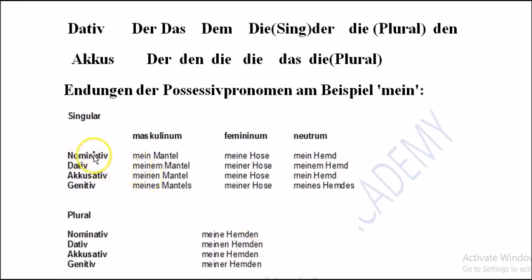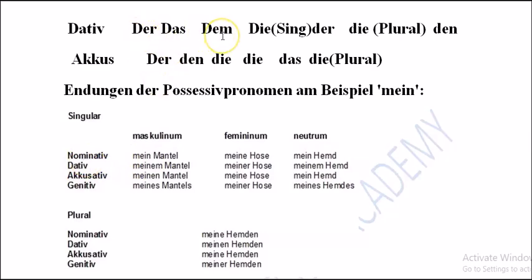For example, here we have nominative form: masculine, feminine, and neutral. In masculine, we say mein Mantel. Mantel means coat. So it is der Mantel, and in nominative form we say mein Mantel. The possessive article in nominative is mein.